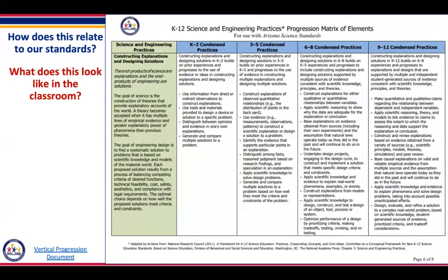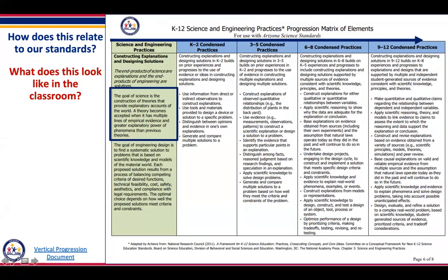And so what does this really mean in the classroom? How does it relate to our standards? If you haven't used this document yet, it's a really helpful tool called the Progression Matrix of Elements, and it spells out what every single grade band should and can do during that grade band to fit this science and engineering practice. And this is a progression, which means it will increase in sophistication over time.